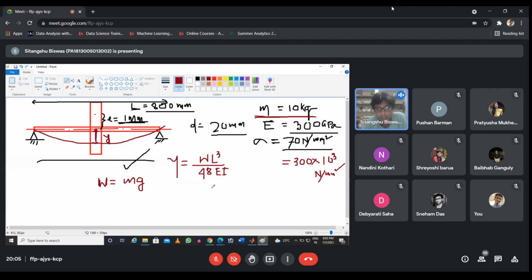I is equal to pi d to the power 4 by, what is that, 32, 64? This you already know, you have studied for various shapes. Yes, 64. Now all the values are given. From there find out this y and tell me how much it is. Quickly, somebody, because time is running.